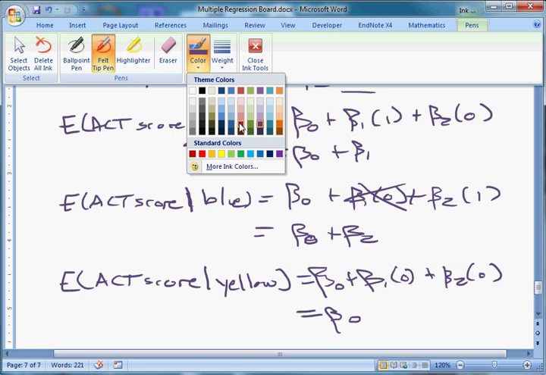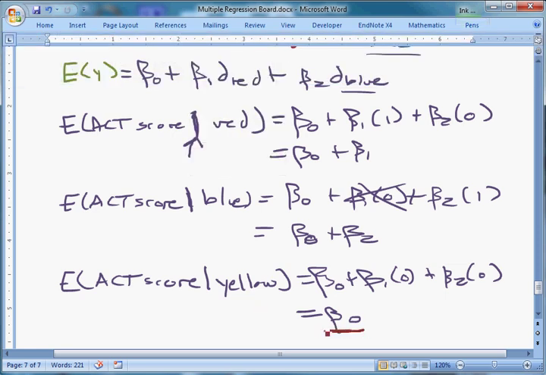Now, one way to think about this is that beta 0 is sort of a baseline. That's your score if yellow is your favorite color. And then beta 1 is the bonus or penalty for having red instead of yellow. And beta 2 is the bonus or penalty for having blue instead of yellow as your favorite color.